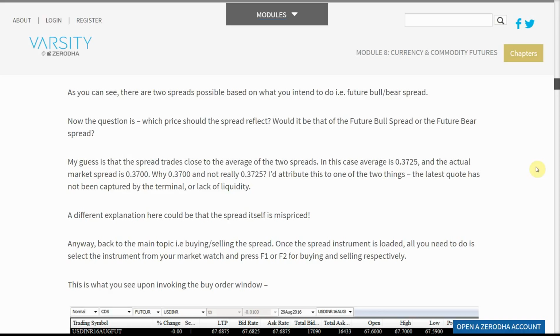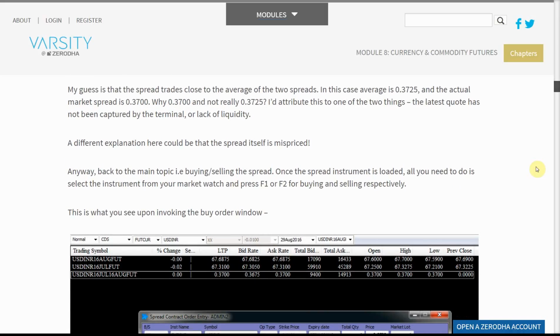My guess is that the spread trades close to the average of the two spreads. In this case, the average is 0.3725, and the actual market spread is 0.3700. Why 0.3700 and not really 0.3725? I'd attribute this to one of two things: the latest quote has not been captured by the terminal, or lack of liquidity. A different explanation could be that the spread itself is mispriced. Anyway, back to the main topic, i.e. buying and selling the spread.